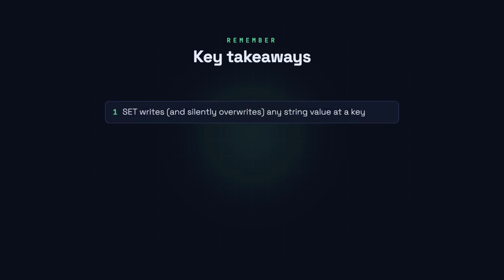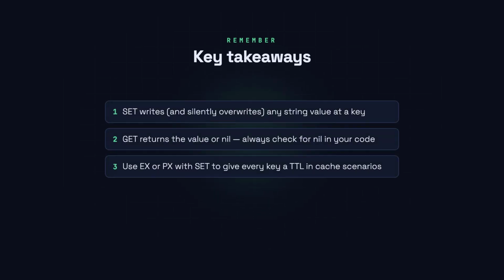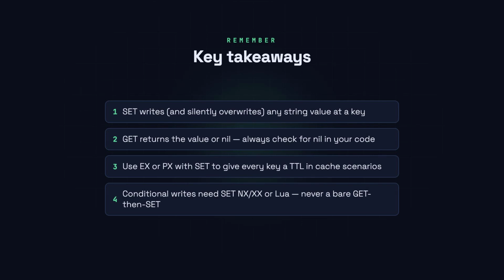Remember, set is destructive by default, get can return nil, always set a TTL on cache keys, and if you need conditional logic, keep it atomic with SET NX or a Lua script.